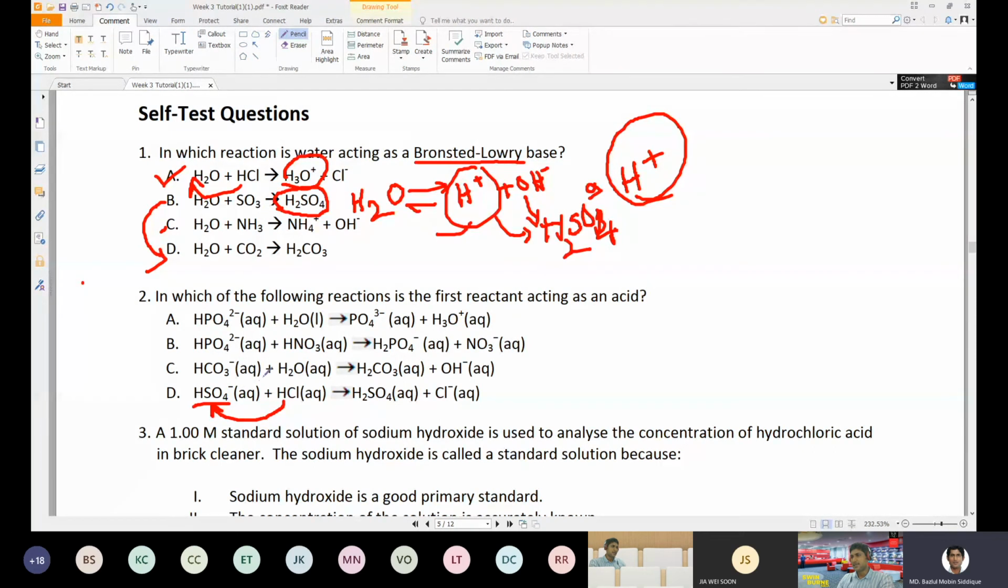C, same thing is happening. It is taking the hydrogen from the water and it is producing carbonic acid. B is also the same thing. Nitric acid is giving hydrogen to this biphosphate. And A, although A and B have the same first reactant, here in A it is more acidic than water. That is why it is giving the hydrogen to the water, and that is why it is the right answer and acting as an acid.